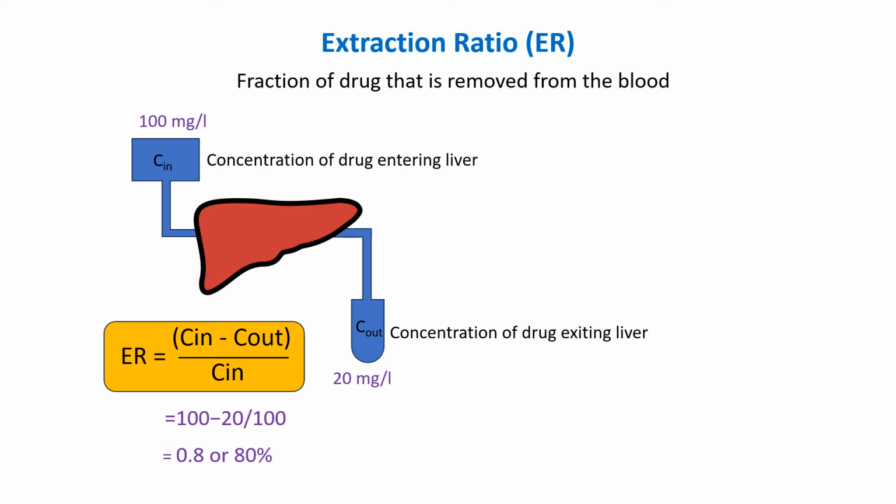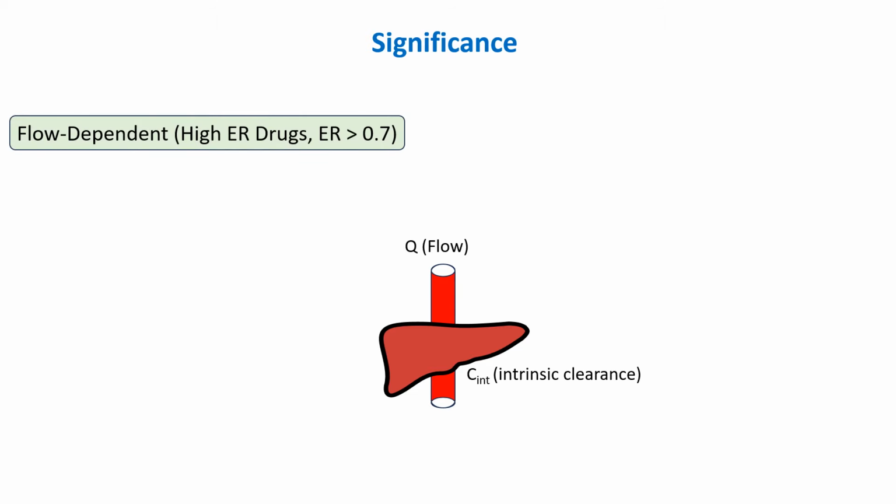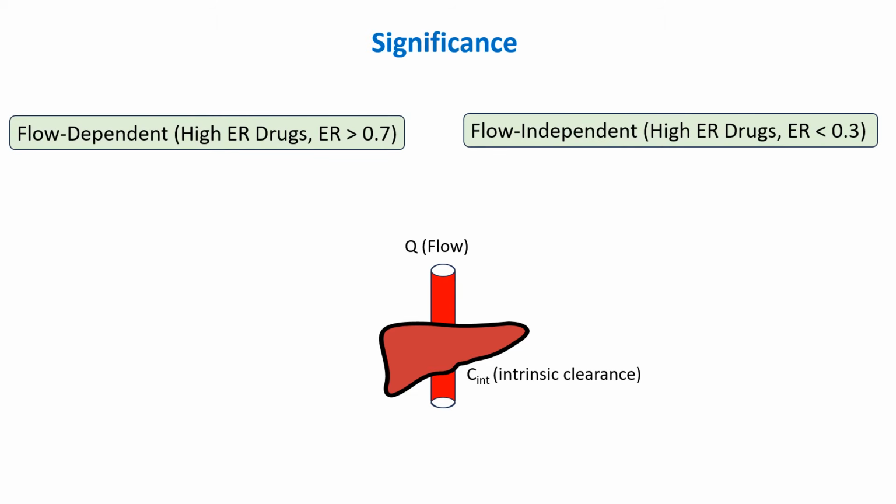Using the extraction ratio, we can also calculate hepatic clearance. Assuming hepatic blood flow to be 1.5 liter per minute or 90 liter per hour, the hepatic clearance is 72 liter per hour. Based on the extraction ratio, the metabolism of drug can be grouped into flow-dependent or flow-independent metabolism.